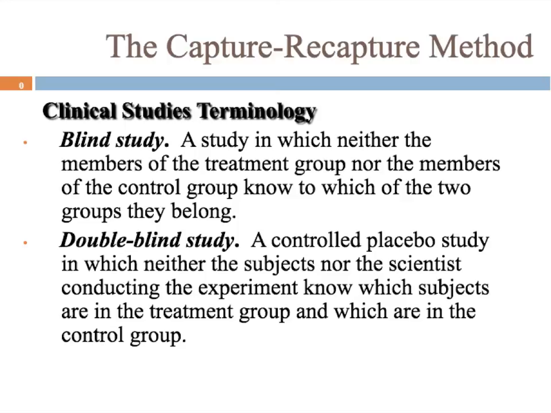A blind study. This is a study in which neither the members of the treatment group nor the members of the control group know which of the two groups they belong to. And this is usually a pretty good practice. We don't want people to know which group they're in. It tends to produce better results. And then in a double-blind study, this is a controlled placebo study in which neither the subjects nor even the scientists conducting the experiment know which subjects are in the treatment group and which are in the control group.